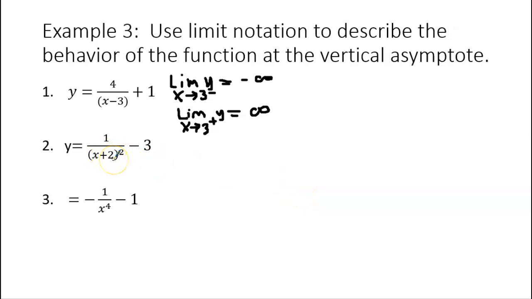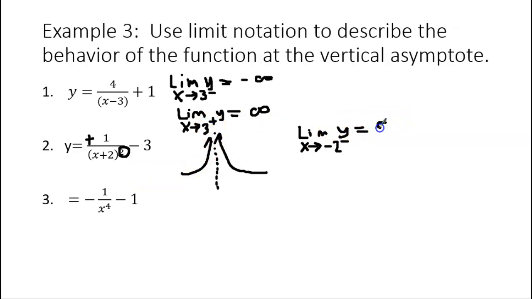Now in number 2, we have an even power and a positive fraction. And when you have that kind of a situation, it's up on the left and it's up on the right of that vertical asymptote. So how would we write this? We would say, okay, the limit as x approaches the vertical asymptote, in this case that's -2. On the left side it goes up, so I'm going to put negative here for indicating that we're on the left side. And to indicate that it goes up forever, we're going to put positive infinity.